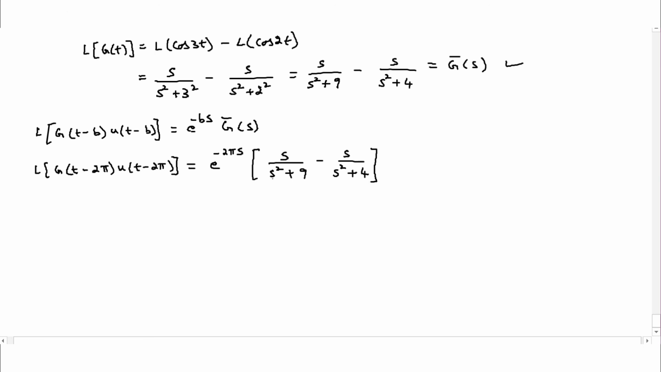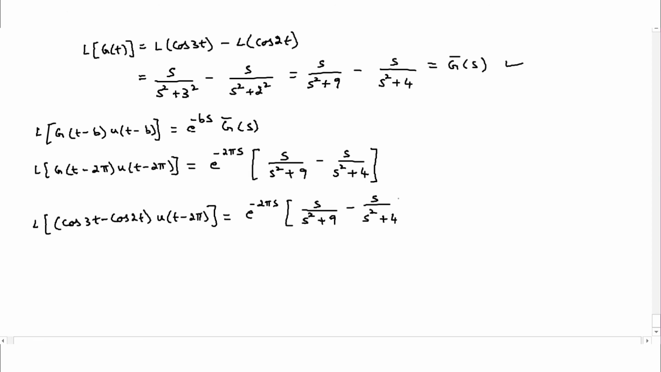So now you can plug these values back over there. Or if you want to rewrite, you already know the value that you have taken for g of t minus 2 pi to be equal to cos of 3t minus cos of 2t times u of t minus 2 pi, and the right hand side will remain the same as it is. It is e power of minus 2 pi s, s by s square plus 9 minus s by s square plus 4. Take this as equation number 4.